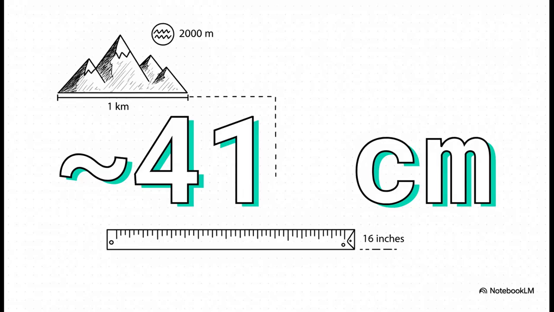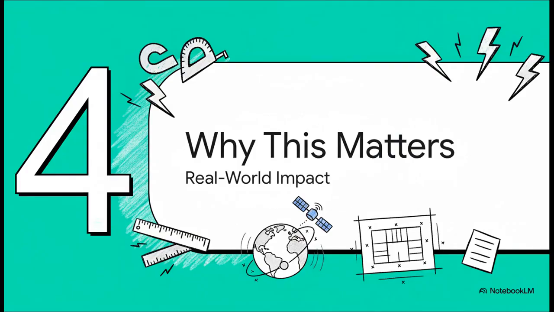And if you're thinking this is all just a tiny little rounding error, think again. If you were to just ignore this factor, a single 1-kilometer line measured at an elevation of 2,000 meters would be off by a massive 41 centimeters. That's over a foot. So, okay, a few centimeters here, a foot there. Why does this level of precision really matter?